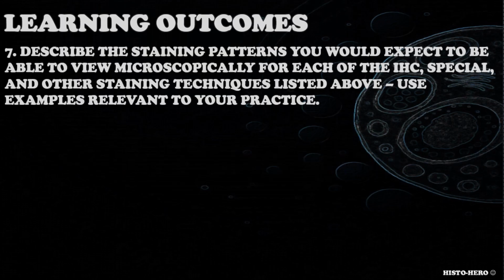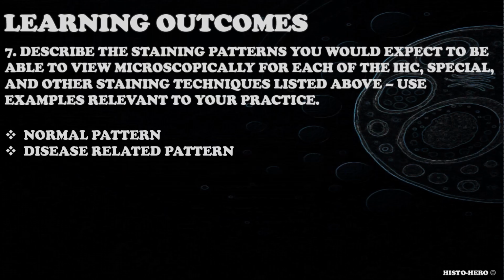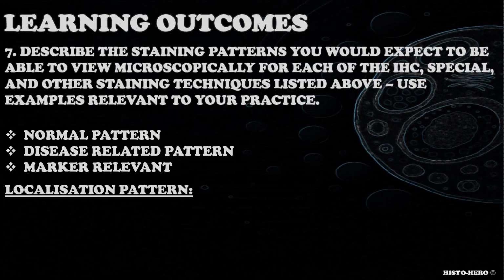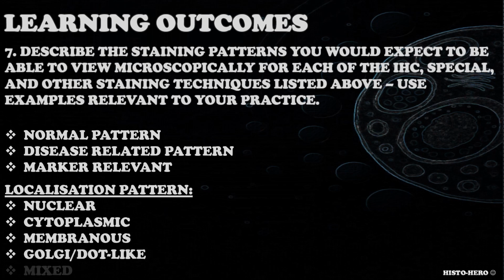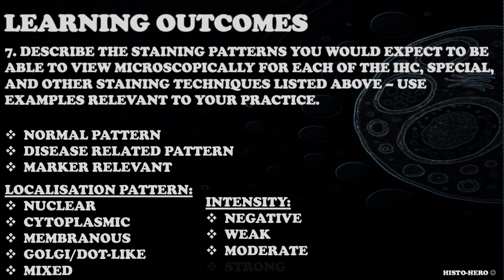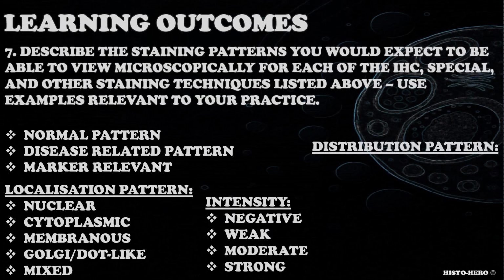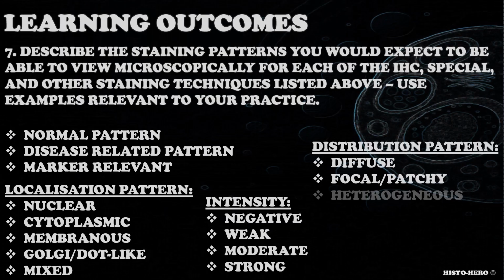The candidate could consider normal and disease-related staining patterns, and marker- and stain-relevant localization patterns like nuclear, cytoplasmic, membranous, Golgi, or mixed staining; intensity of staining like negative, weak, moderate, or strong; and distribution patterns like diffuse, focal, heterogeneous, or peripheral.